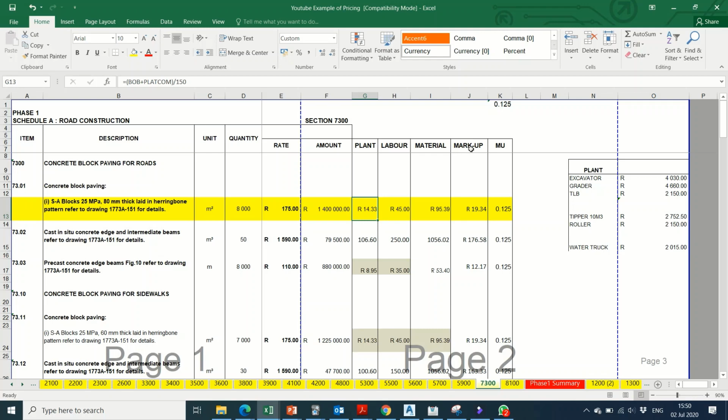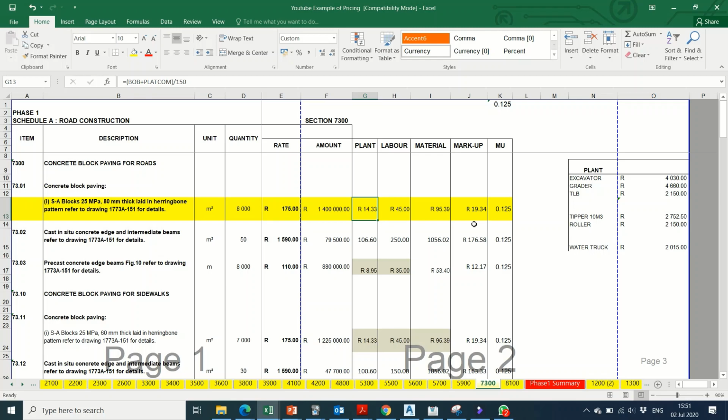Then my markup, because I put 12.5%, is 19 rand 34 per square meter, to cover all the costs like overheads, all those things that you need to cover that are not your direct costs. You put them in here, and obviously I'm not talking about the P's and G's.